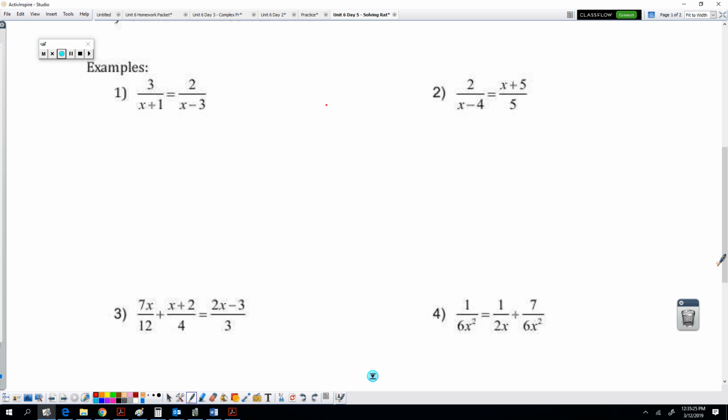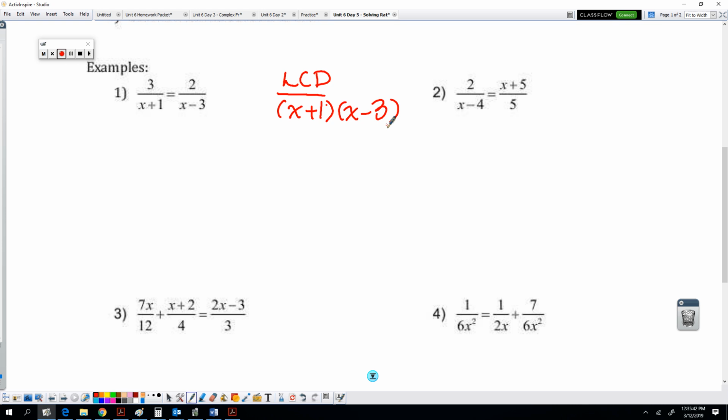What we're going to do is find out what my LCD is. And even though they're on separate sides of the equal sign, we're still going to look at our LCD for both of them. And they have nothing in common. So my LCD is x plus 1 and then x minus 3.